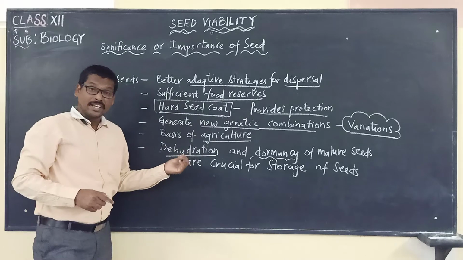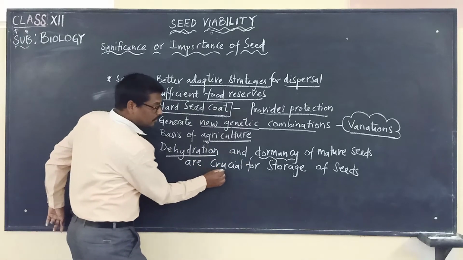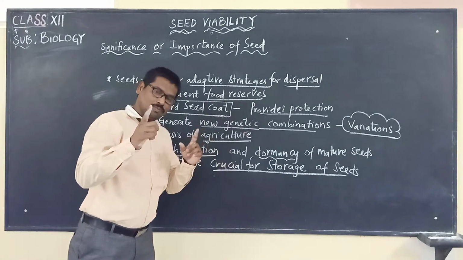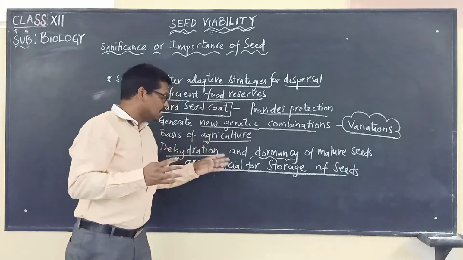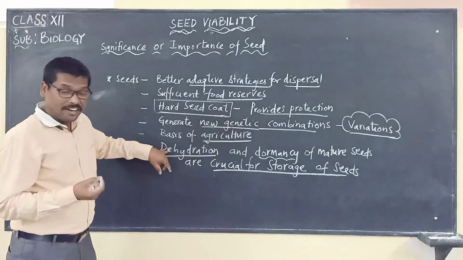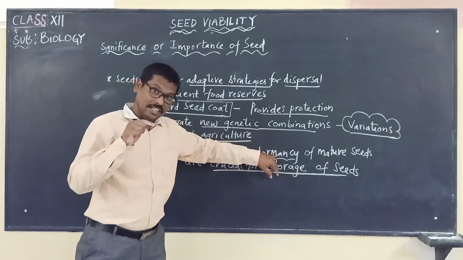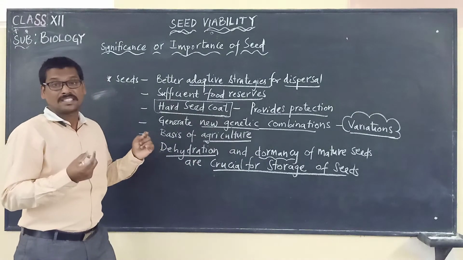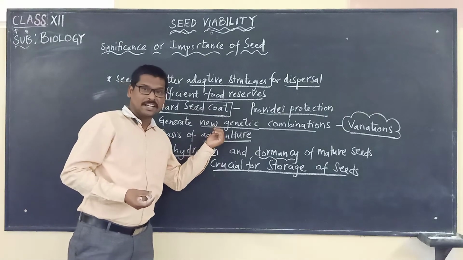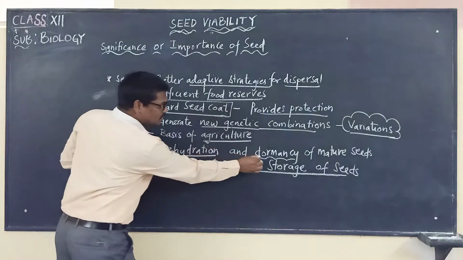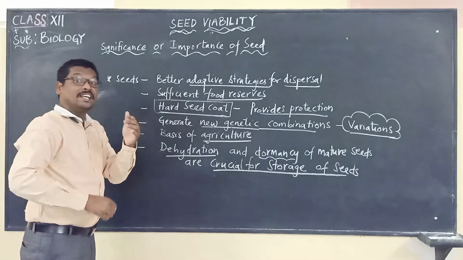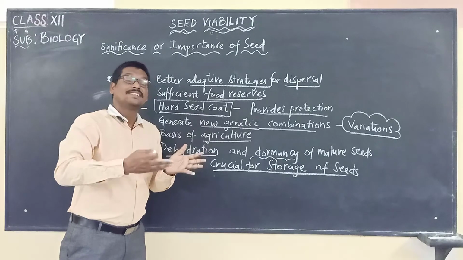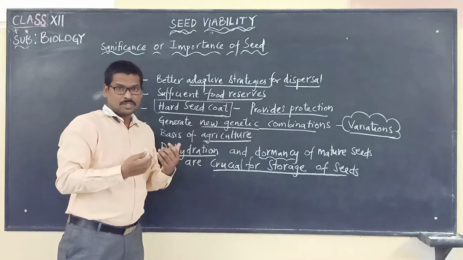That's why, these two are very important for what? For the crucial storage of the seeds. Because of how can we store the seeds? Why we can store means it is because of what? The seeds are in dehydration and dormancy state. That's why we can store the seeds, which is a very crucial step in the process of what? Agriculture. Because of these two characteristics shown by the seeds, it is possible for us to use the seeds in production of food year after year and season after season. It is possible. So we have to keep that in mind.